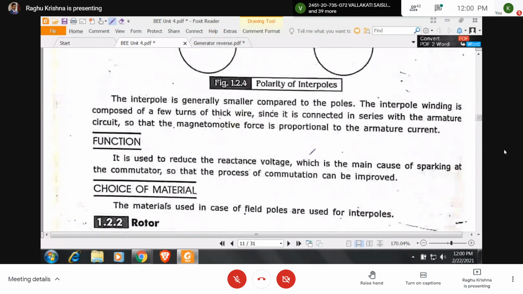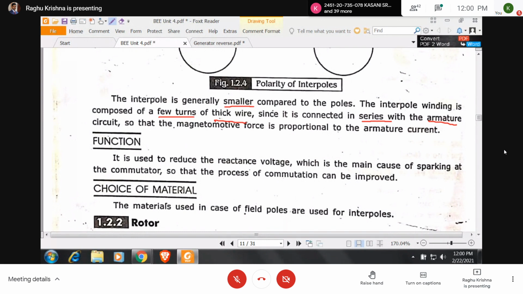The interpole is generally smaller compared to the main poles, so the thickness will be small. Next, the interpole winding is composed of a few turns of thick wire, since it is connected in series with the armature.